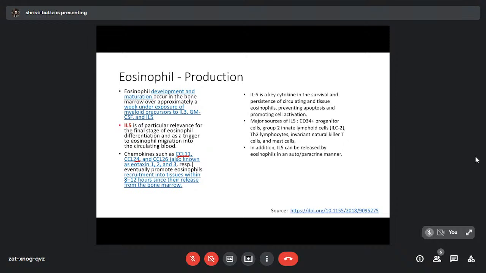Interleukin 5 is a very key cytokine. Okay, the major sources of interleukin 5 are CD34 progenitor cells. We also have the group 2 innate lymphoid cells, the T helper 2 lymphocytes, invariant natural killer T cells, and mast cells. Interleukin 5 can be released by eosinophils as well in an autocrine or paracrine manner.